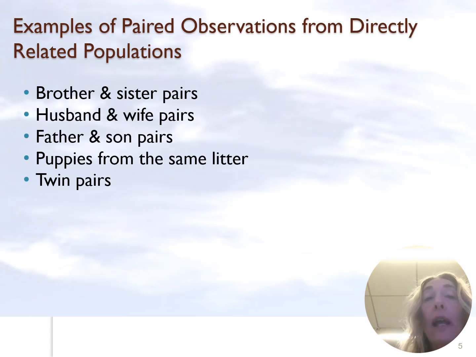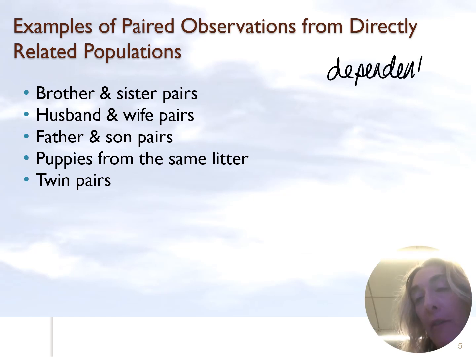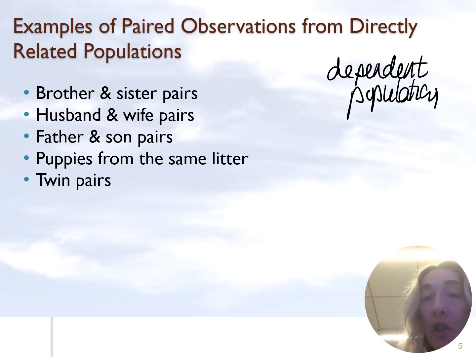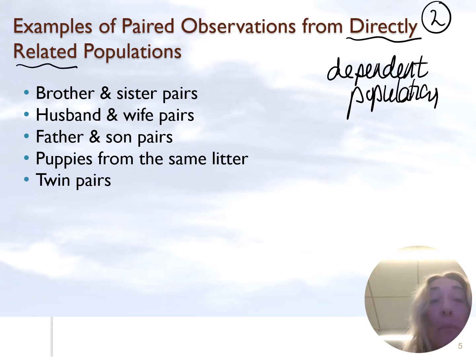Let's take a look at examples of the second case of dependent populations. This is the case in which the observations are paired, but they come not from the same population, but from directly related populations. Some examples of this would be brother and sister pairs, or husband and wife pairs. While the two populations are not the same, they are directly related. Father and son pairs, puppies from the same litter, or twin pairs. You'll see a lot of examples of these types of pairings in the literature as well when studies are done.